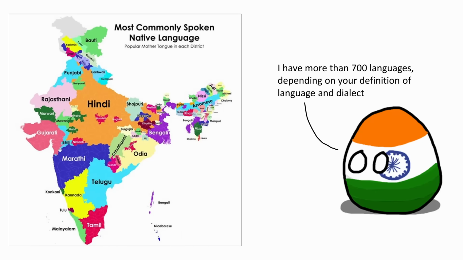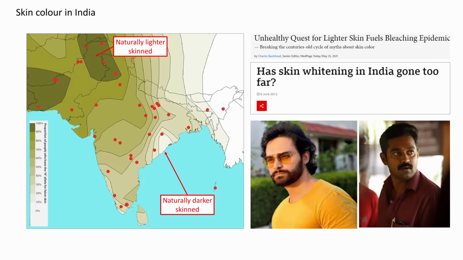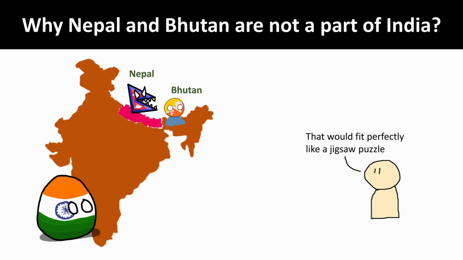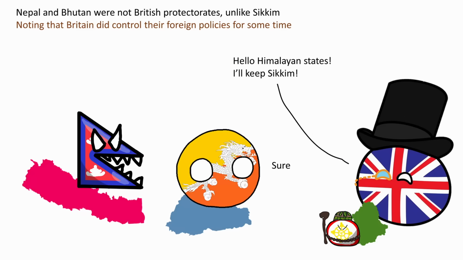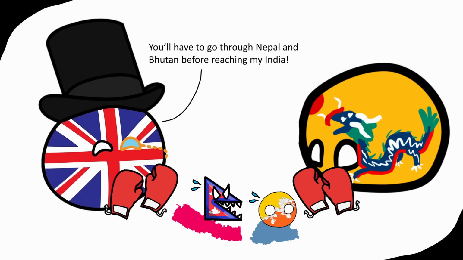If splitting Indian states along ethnic languages are not divisive enough, India can also be split by religion, skin color, and general cultural zones. In case you are wondering why Nepal and Bhutan are not a part of India, it is mainly because these countries were not British protectorates, and their status as sovereign countries were recognized by the Brits even before India became independent. Also, both Nepal and Bhutan are good meat shield buffer states against Qing China.